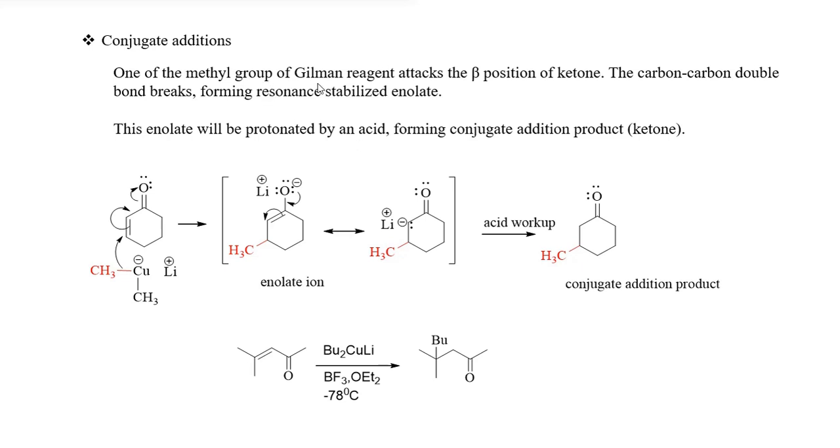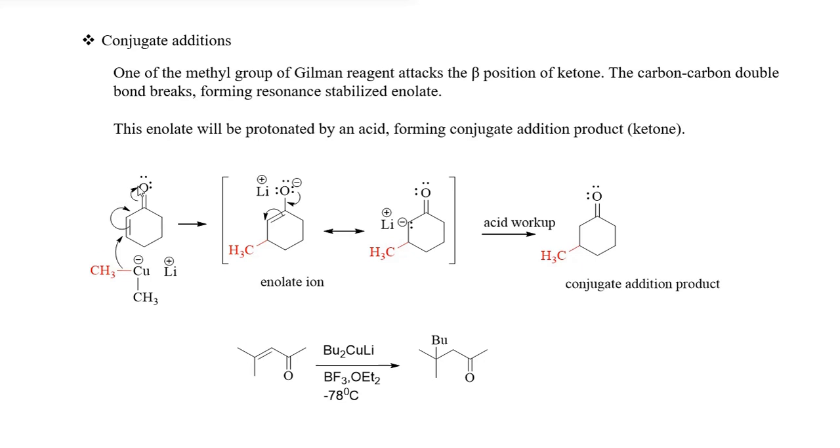One of the methyl groups of the Gilman reagent attacks the beta position of the ketone. The carbon-carbon double bond ruptures, forming a resonance stabilized enolate. You can see the enolate formed by this bond shift will be stabilized via resonance. This resonance stabilized enolate, in the presence of acid workup, forms the corresponding ketone through 1,4 addition.